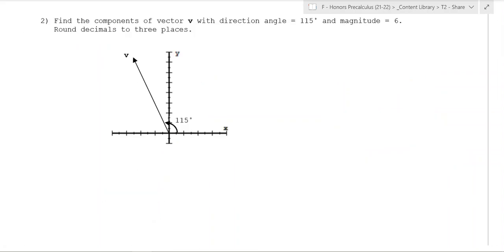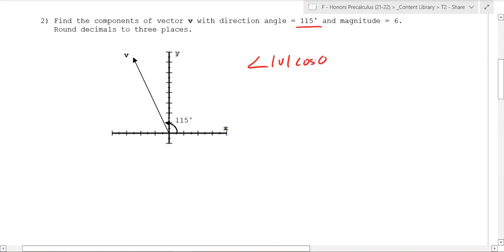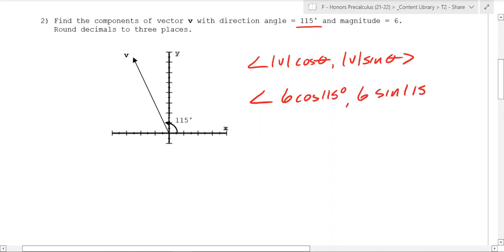So we have this vector and it says find the components of vector v, and it tells you the direction angle is 115. So our formula says that this is just going to be the magnitude of v times cosine of theta, comma, the magnitude of v times sine of theta. And now we can plug everything in, because the magnitude here, it tells us, is 6. So it's 6 times cosine of 115 degrees, and 6 times sine of 115 degrees. Now you can use a calculator here because it's not the best decimals to work with from your head. It's going to be negative 2.536, comma, 5.438.